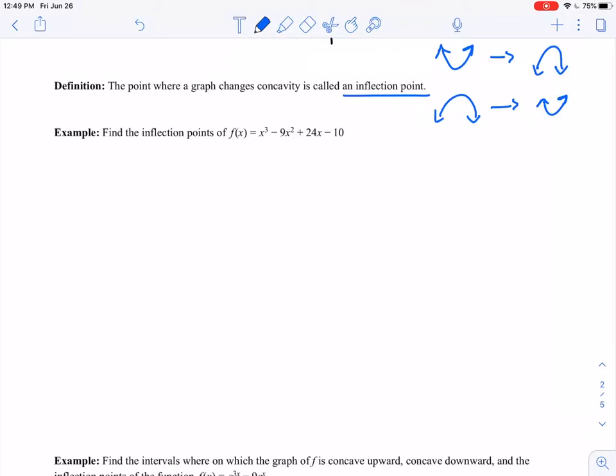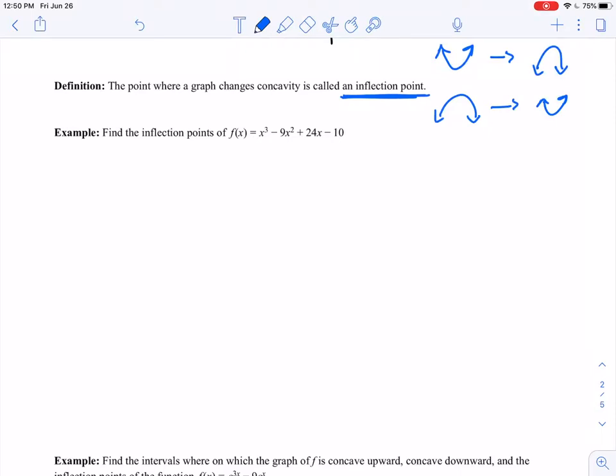This is similar to local extrema in that we're really paying attention to where the sign of the second derivative changes, but it's a little bit different in that we only have this one single definition of an inflection point, and we're just looking for any change. We're not necessarily looking for whether it's changing from positive to negative or negative to positive. As long as there's a change, that's an inflection point. So let's look at an example.